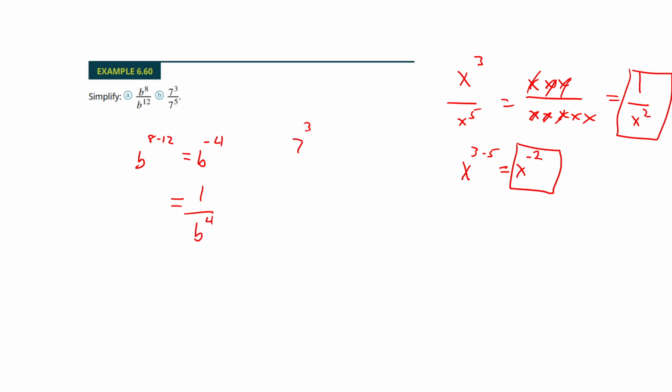So I have 7 to the third minus 5. That's 7 to the negative second, was what our shortcut says. Well, what can that mean? It has to mean 1 over 7 to the second. And since that's a real number, we could do that. It's 1 over 49.